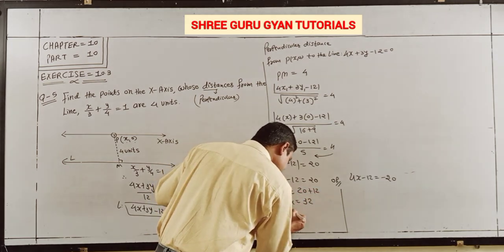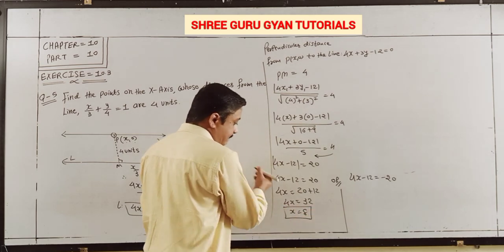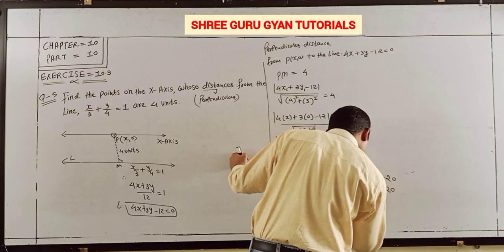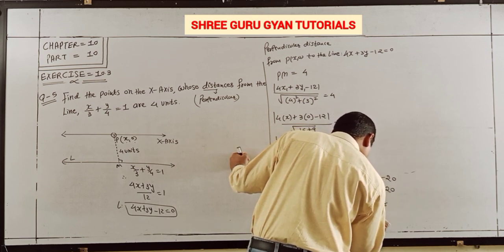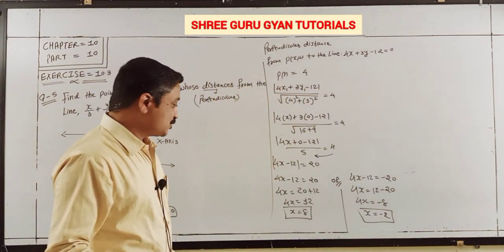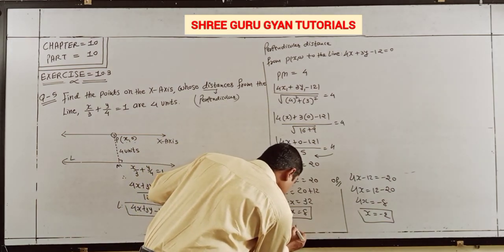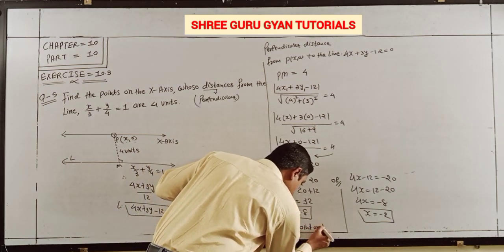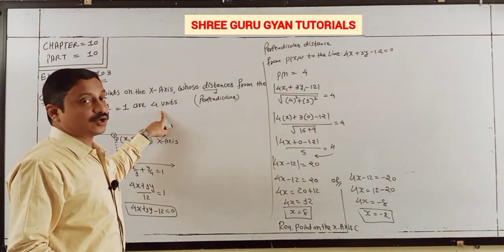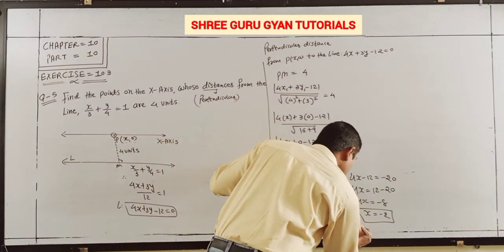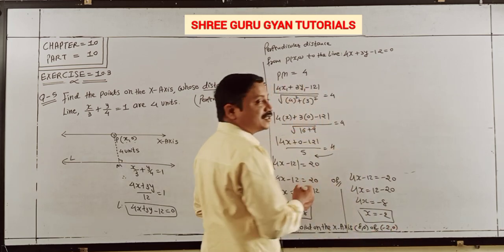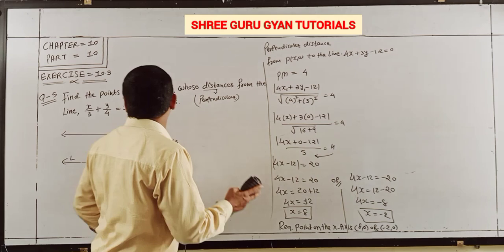32, x is 8. Similarly, you can calculate here 4x is equal to 12 minus 20, minus 8, x is minus 2. Minus 20 plus 12 becomes minus 8 and divided by 4. So the required points on the x-axis, what is it? Yes, that's your points. Already assumed (x, 0), we will write down (8, 0) or (minus 2, 0). And here students, easily and happily this question is done.